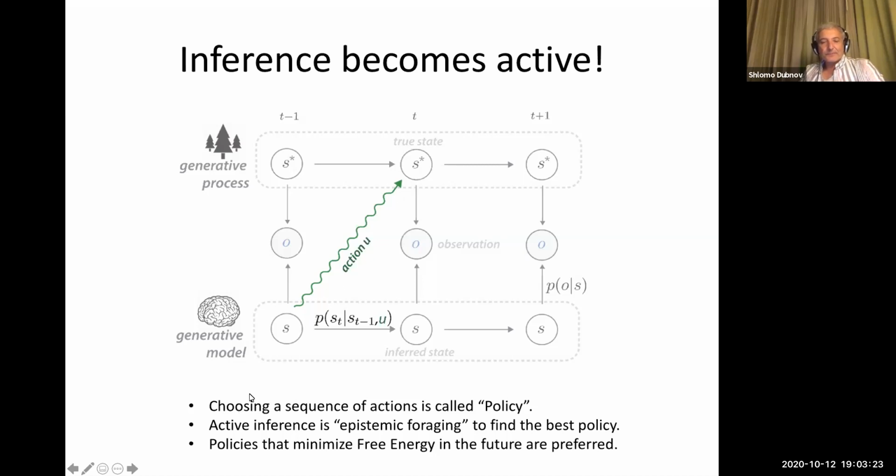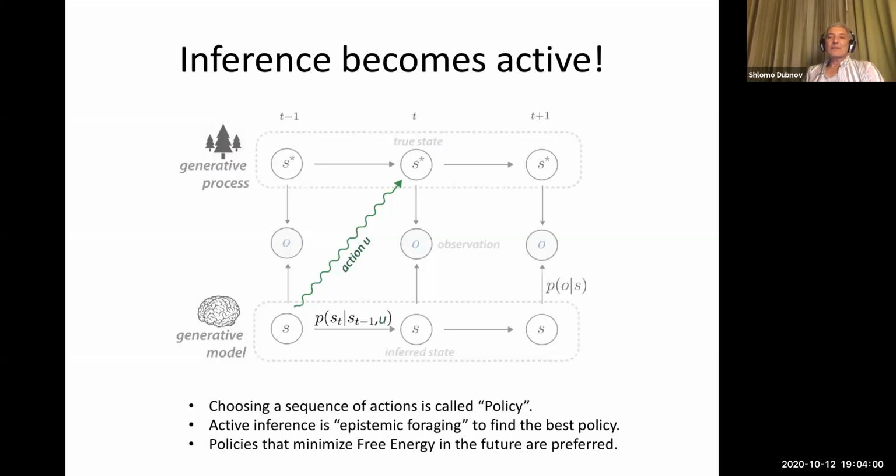So then I'll just mention this concept. We will not be looking into this too much, but choosing a sequence of actions is called policy. And active inference is sometimes called also epistemic foraging. Why? Because you don't know what will be the next state until you do the action. And you don't know what action to take to optimize your desire for least surprisal, right?